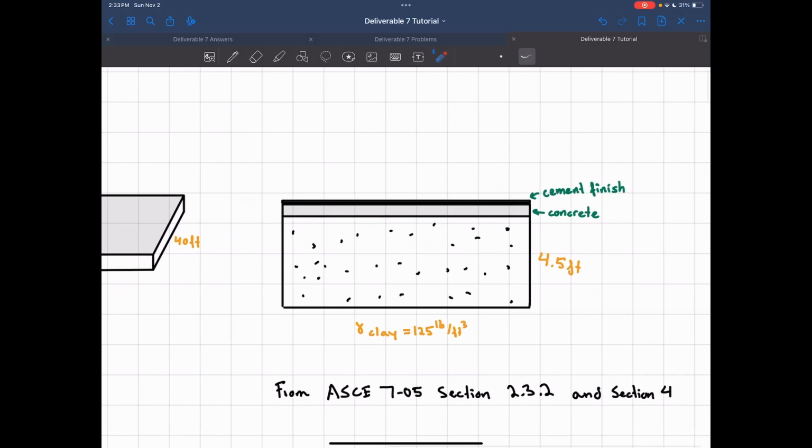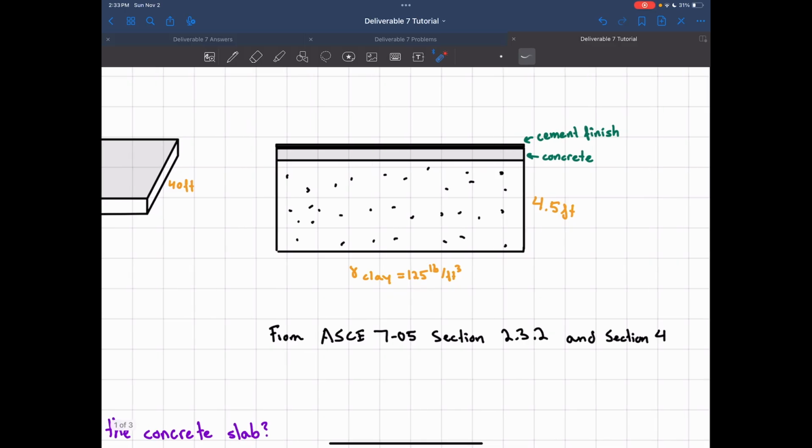Depending on the building and the architecture and how much money they decide to spend, this cement finish could be cement finish. It could be some kind of terrazzo or tiling. That's pretty common. So these can be different materials, or there can even be multiple layers depending on the need. But here we have 2 layers.